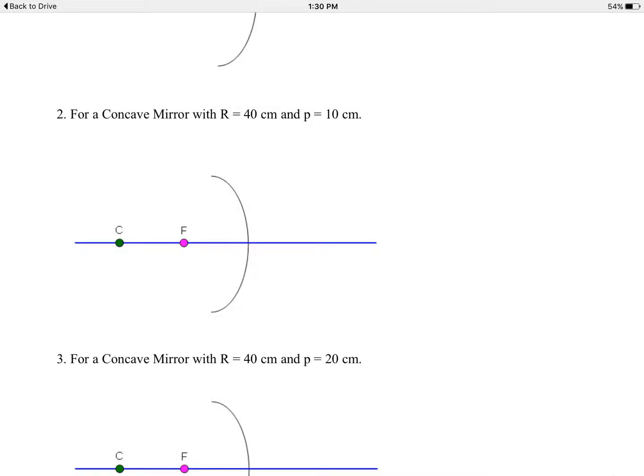Day 121, Honors Physics, Ray Tracing, example number 2. This is the same mirror we had in example number 1. And once again, we want to locate where the image would be given the conditions. We have a converging mirror. Once again, we're working from left to right. It says the radius of curvature is 40 centimeters.